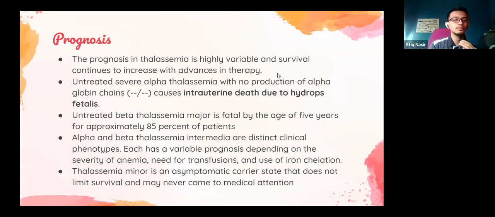Okay, the prognosis of thalassemia depends on the different types of thalassemia. In beta thalassemia major, the patient requires lifelong blood transfusion, whereas in hydrops fetalis, it will cause intrauterine death. And for thalassemia intermedia and the other non-transfusion dependent thalassemias, they do not require routine blood transfusion, only sometimes.